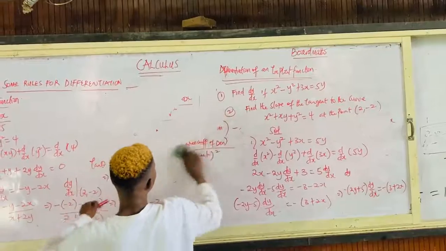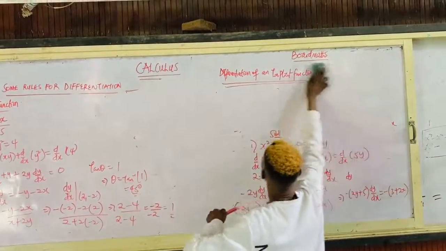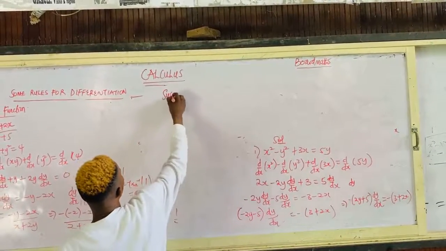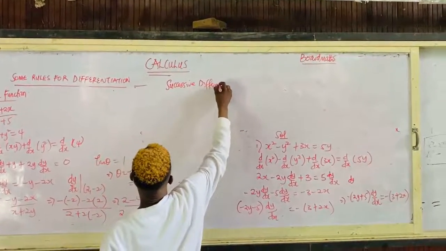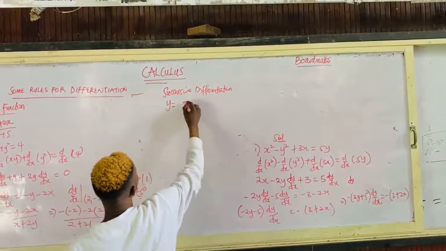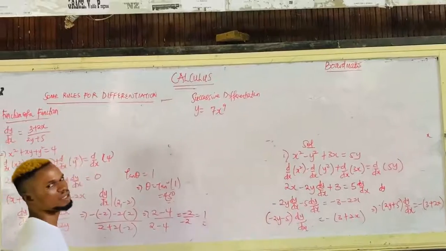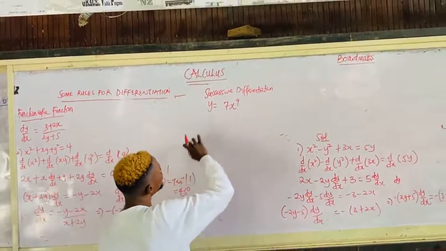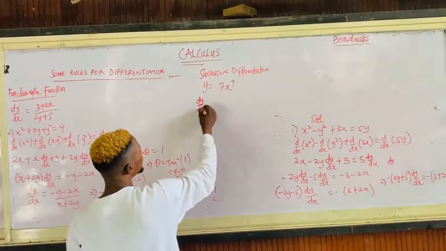Now the last one is successive differentiation. What does successive differentiation imply? Let's say we have a function y equal to some power of x. If you have to find the successive differentiation of this function, that means you have to differentiate until you can no longer differentiate the function.